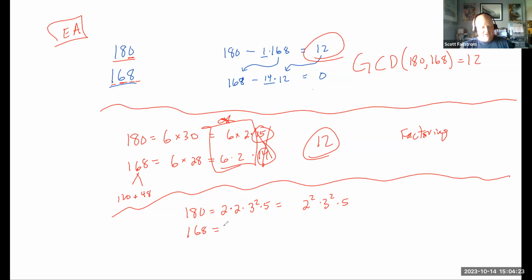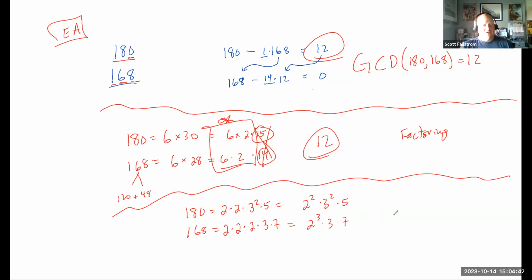So again, a 2 goes in there, definitely. 2 times 84. Put another group of 2 in there. 84 becomes 42. Put another group of 2. I get 21, and I get a 3 times 7. My final answer here would be 2 cubed times 3 times 7.